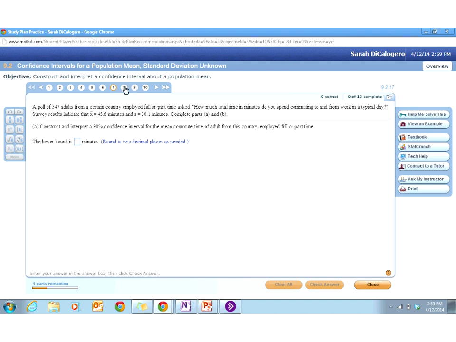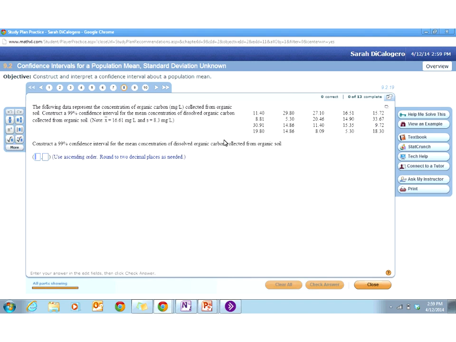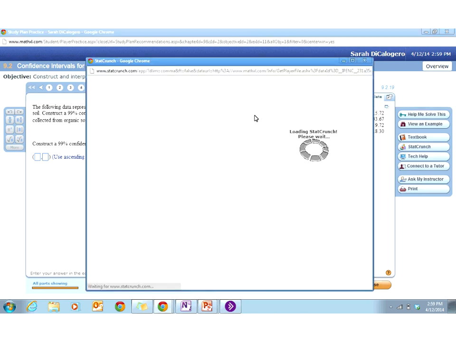All right. Construct a 99% confidence interval for the mean concentration of dissolved organic compounds collected from organic soil. One thing I want to show you is they did actually give you X bar and a sample standard deviation, but if they didn't, you can click here and open your data in StatCrunch.